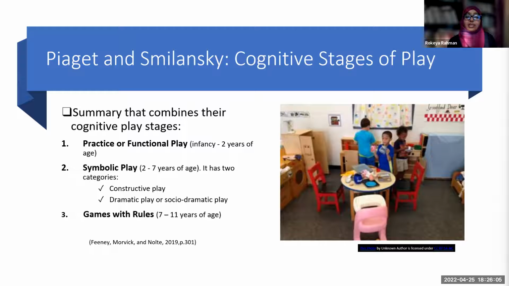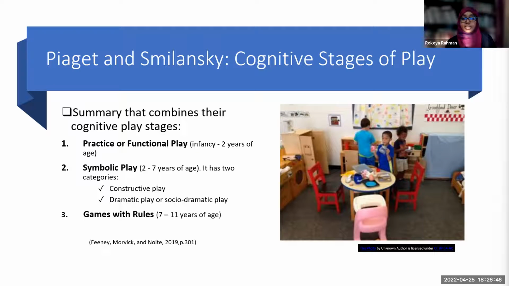And number two, symbolic play, which we are discussing right now. Smilansky defined it as constructive play, symbolic play was defined by Piaget, and Smilansky also mentioned dramatic and socio-dramatic play. In this stage, they dramatize different actions, incidents, and events, and they make up their own scenario. They come up with their own storyline, characters, and responsibilities. These are symbolic play. And the last one is games with rules, basically for older children, school-age children, 7 to 11 years of age.